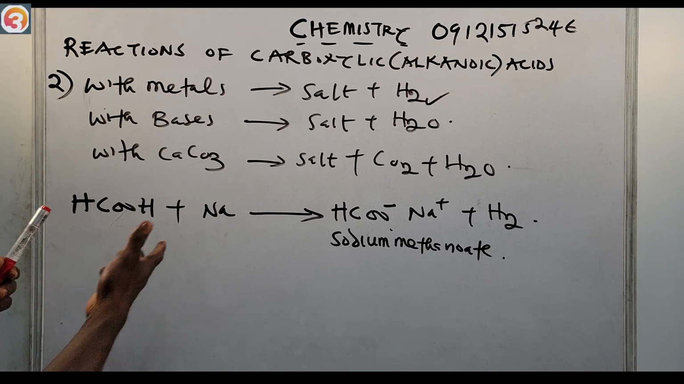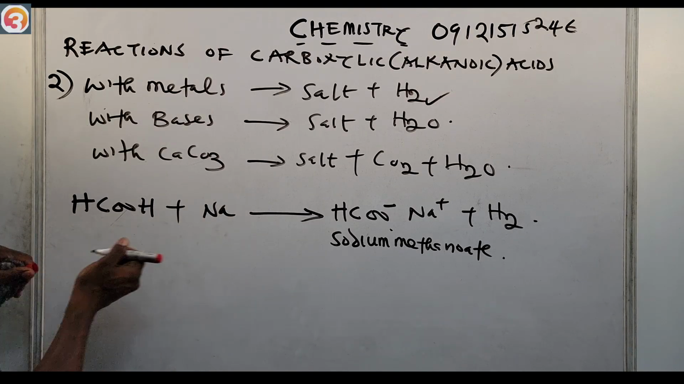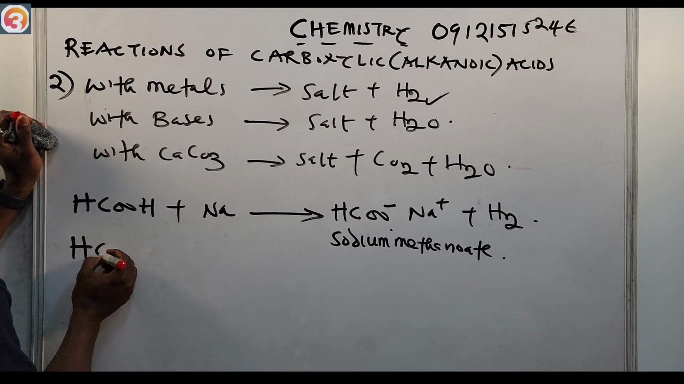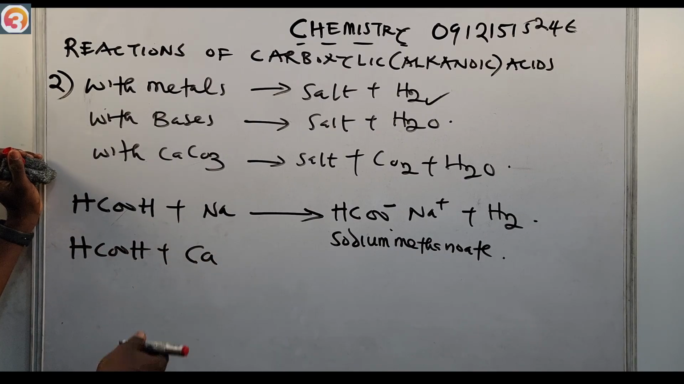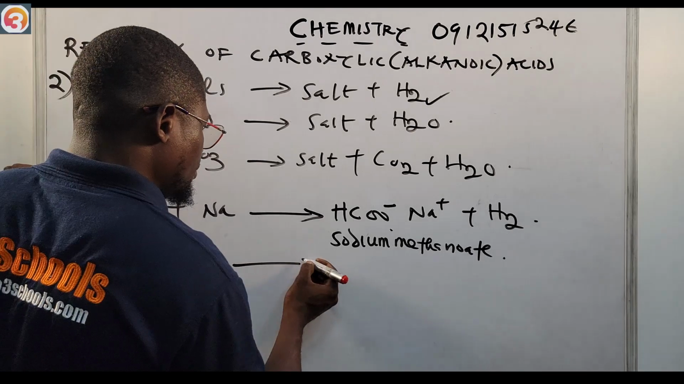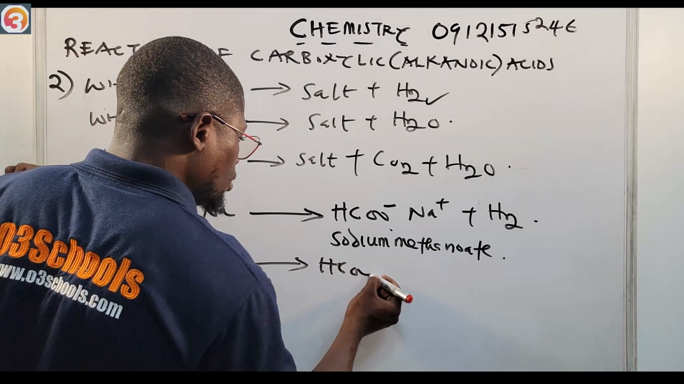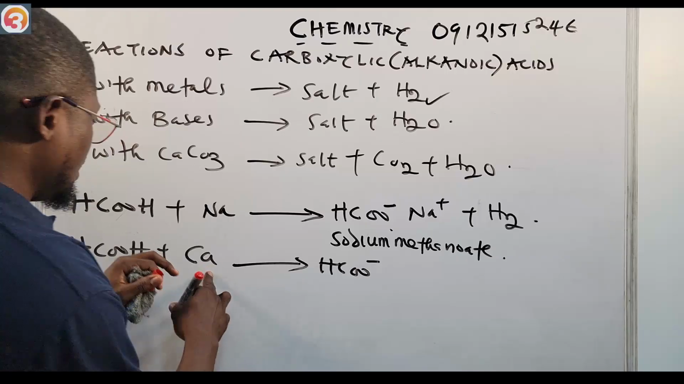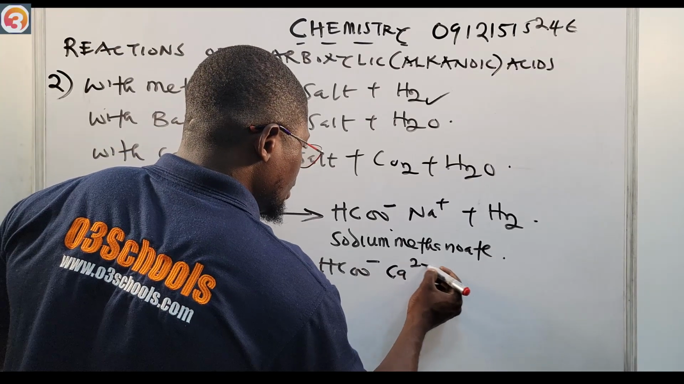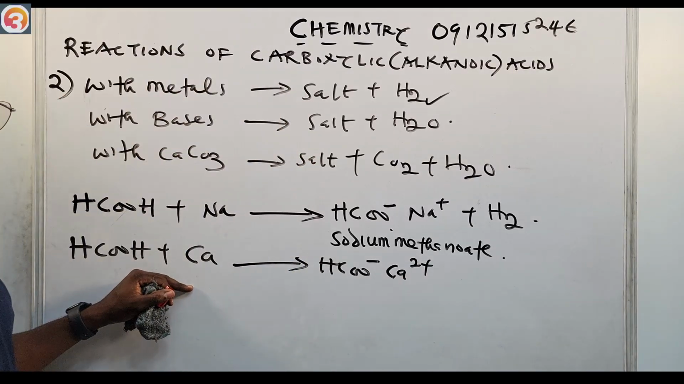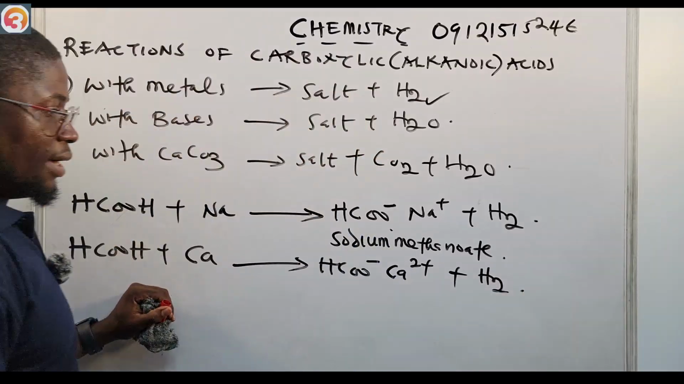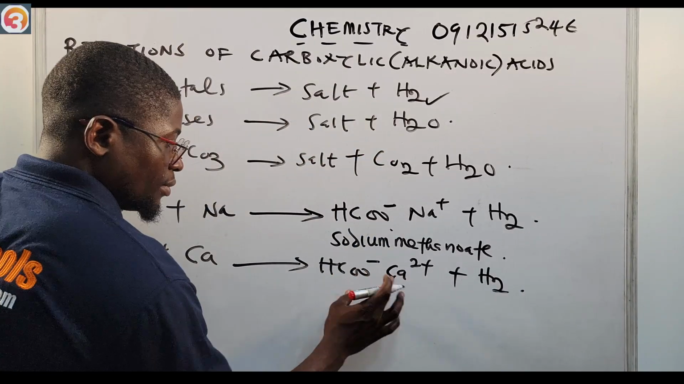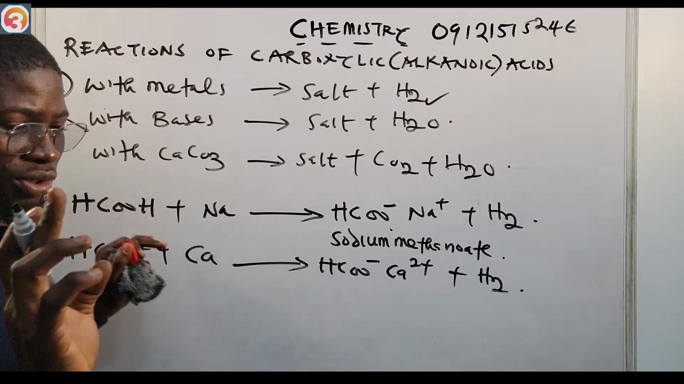Let us check more reactions. Another metal, let's say methanoic acid can also react with calcium. If we react with calcium, I'm going to have HCOO minus, then Ca. The charge on calcium is 2 plus. Then plus H2 still. So you can either write it like this, showing the charges. These are two ways you can write it.